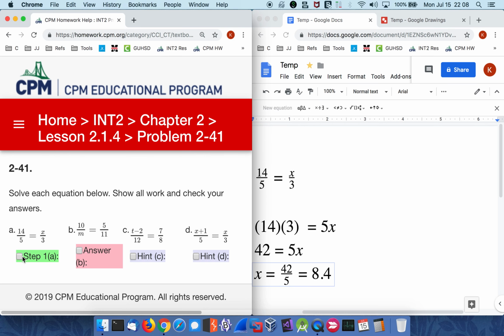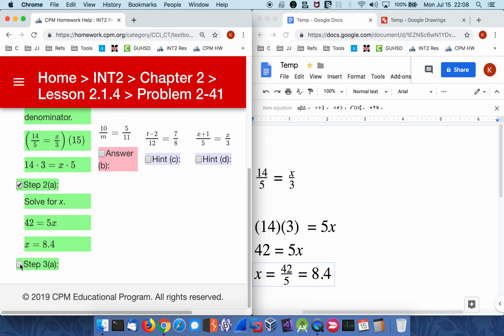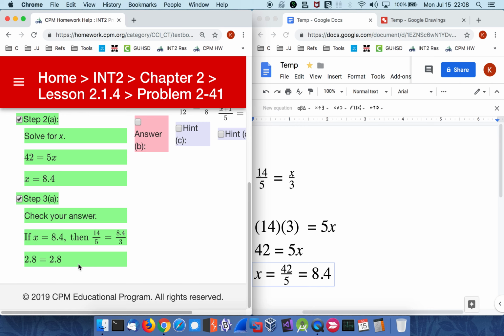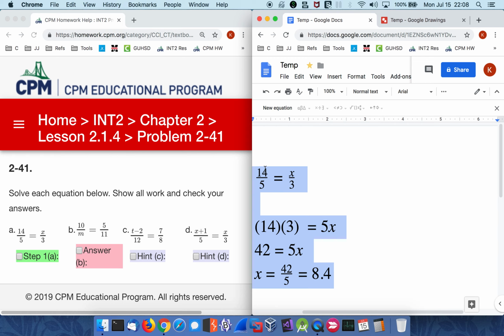Let's see what they want the answer to be. Multiply both by the common denominator. Solve for x equals 8.4. Check your answer. Wow, okay, yeah, so we definitely did it right. Cool, so let's go ahead and do the next one.